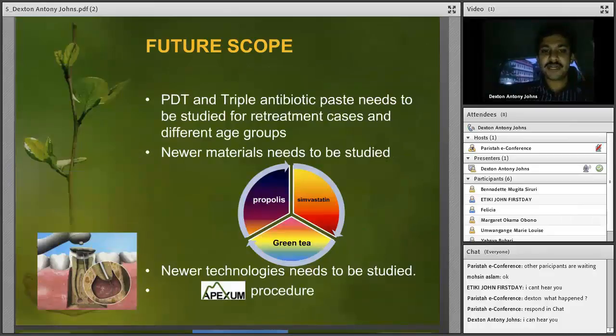The future scope is that PDT and triple antibiotic paste need to be studied for retreatment cases and for different age groups. Here materials like propolis, simvastatin, and green tea may be employed. Here technologies like the Dexton procedure may also be tried.